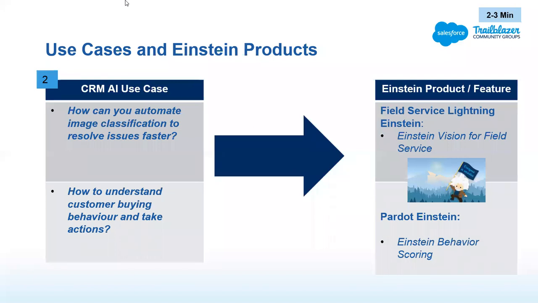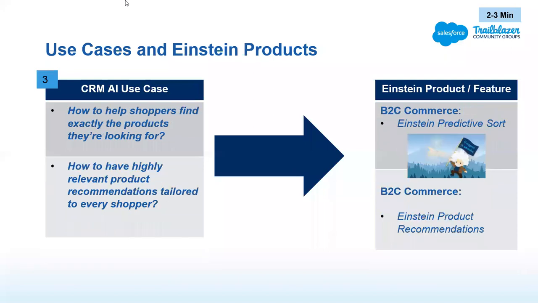How to understand customer buying behavior and take action? For that you have Pardot Einstein. Einstein behavior scoring is used for that purpose. How to help shoppers find exactly what they are looking for? For that we have B2C Commerce Einstein predictive sort. How do I have highly relevant product recommendations tailored to every shopper? We have Einstein product recommendation.